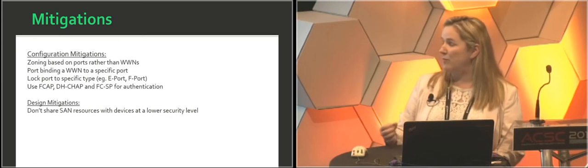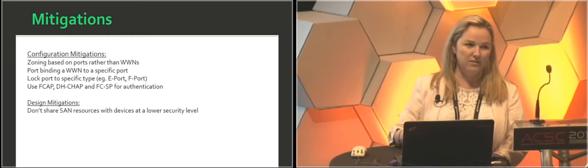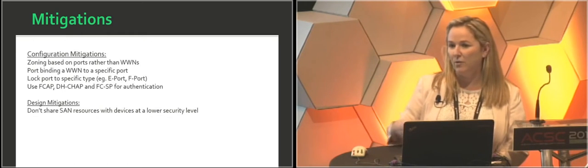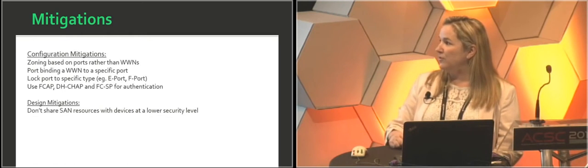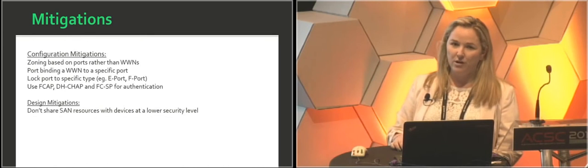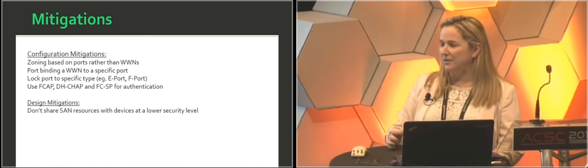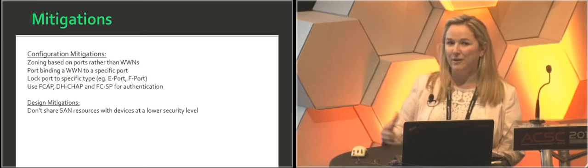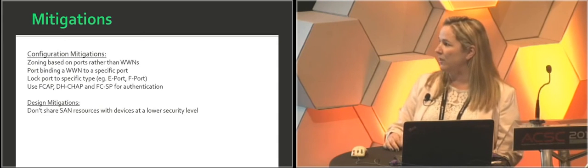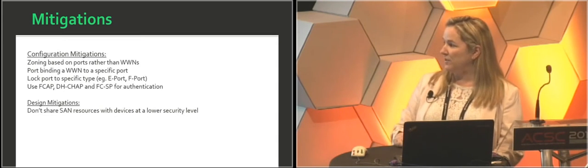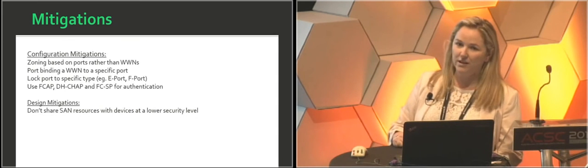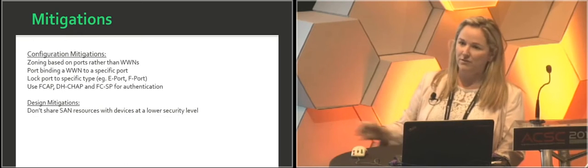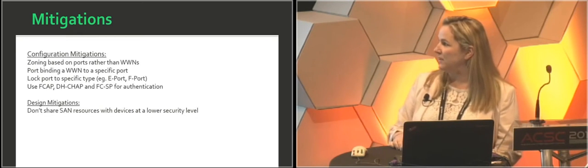You can lock your ports to specific types, so E ports and F ports. This is similar to setting up access ports on an Ethernet switch. You don't want everything to be able to negotiate a trunk. Likewise, you don't want your fibre channel network to be negotiating E ports. Use one of the new authentication protocols. They remind me of 802.1X, so it's a little bit of overhead setting that sort of thing up, but definitely worthwhile. And in terms of your design, don't share your SAN resources with devices at a lower security level. So if you have a DMZ, don't put it on your storage array.